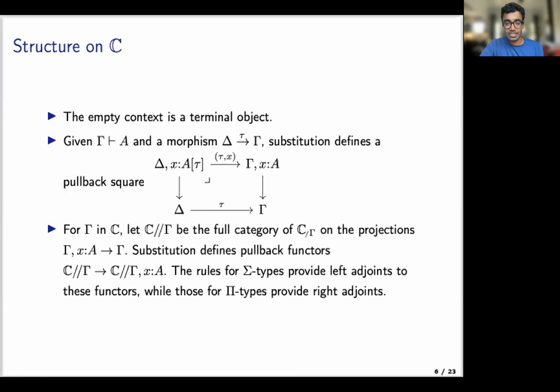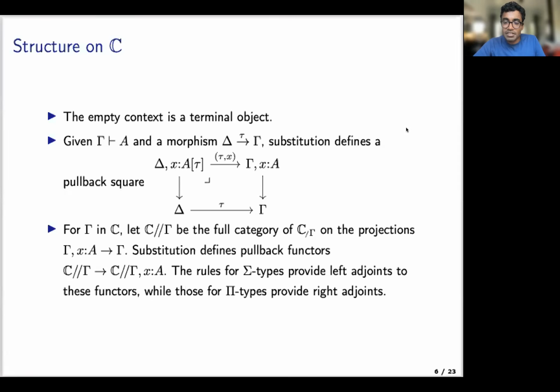The empty context, well, it's a context. It is also a terminal object. Why so? Because the empty substitution is the only map that exists from any context to the empty context. The empty substitution, the empty list, is a list of terms that satisfies the requirements of a context morphism. And so the empty context is a terminal object.